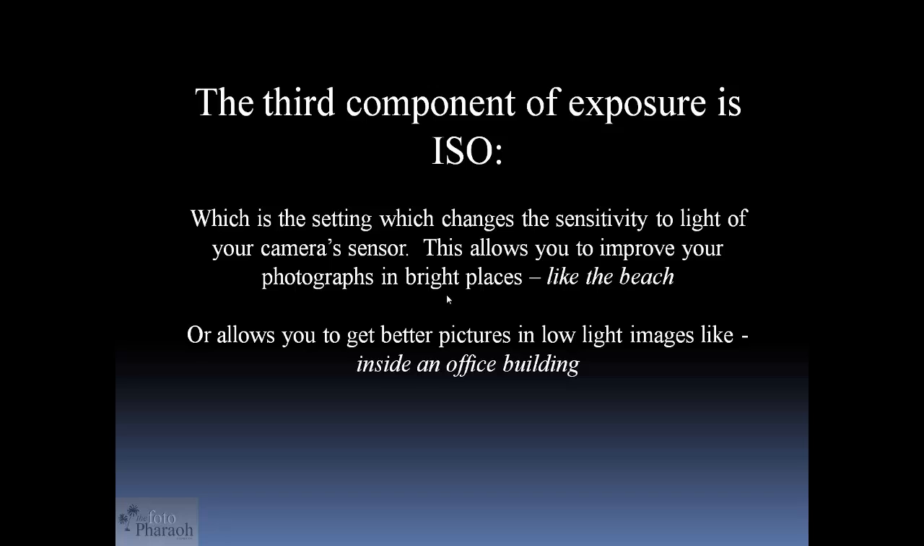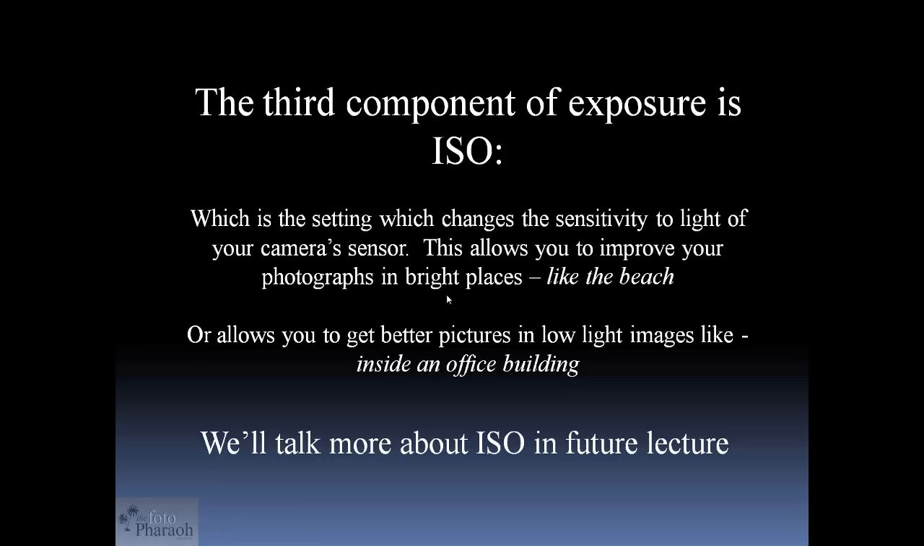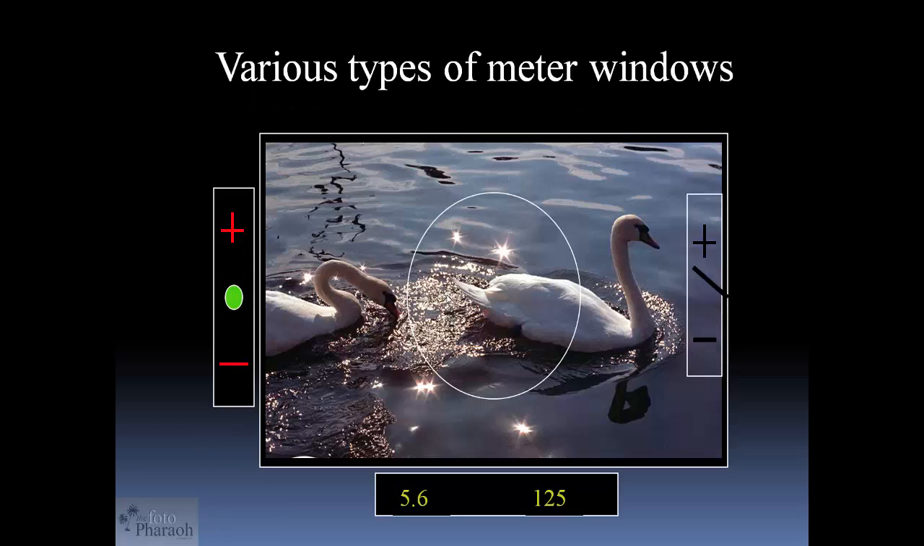Now this is the setting which changes the sensitivity of light to your camera's sensor. Like I said, we're going to look at this later on, but a good way to think about this right now is it allows you to compensate for, say, bright places like on the beach where you have lots of light and reflection, or allows you to get better pictures in low light situations like inside an office building or something like that. Again, more on ISO to come in a future lecture, but that's essentially what changing the ISO numbers of your camera will allow you to do, is change the sensitivity of your sensor.